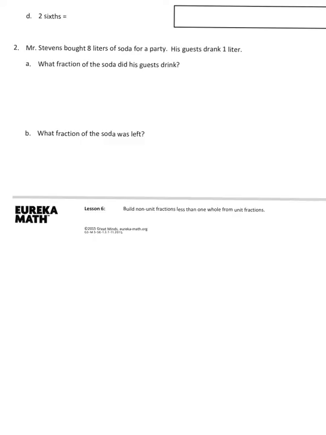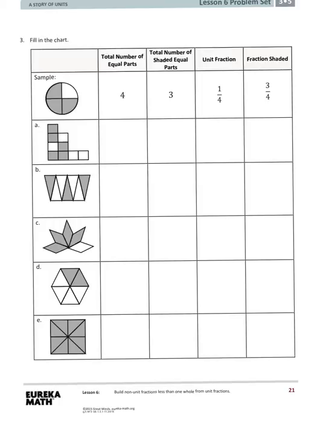Let's underline our important information. Mr. Stevens bought 8 liters of soda for a party. His guest drank 1 liter. What fraction of the soda did his guest drink? What fraction of the soda was left? Create a fraction strip to solve this problem. If you're not ready for number 3, pause the video.